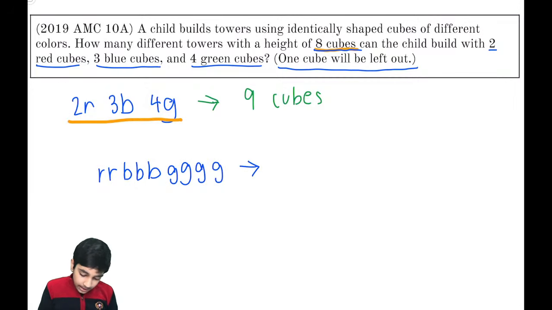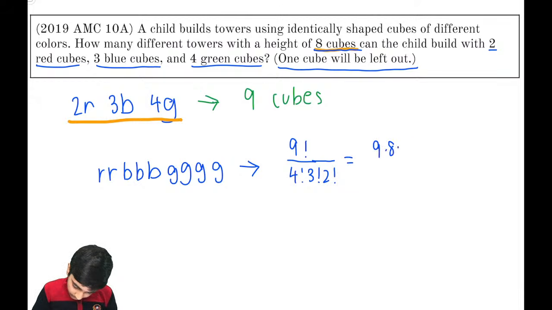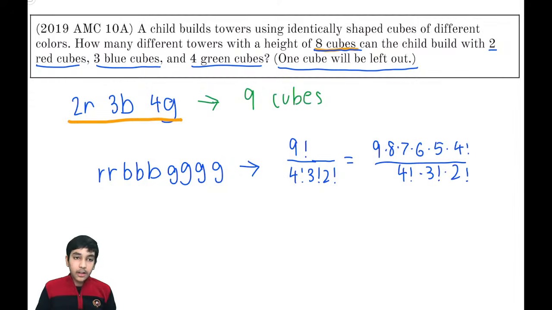And how many ways can we do this? This is essentially the number of ways to have a 9 cube tower. By the word rearrangement formula, 9 factorial over 4 factorial over 3 factorial over 2 factorial, which should be equal to 9 times 8 times 7 times 6 times 5 times 4 factorial over 4 factorial times 3 factorial times 2 factorial. What is that then equal to?